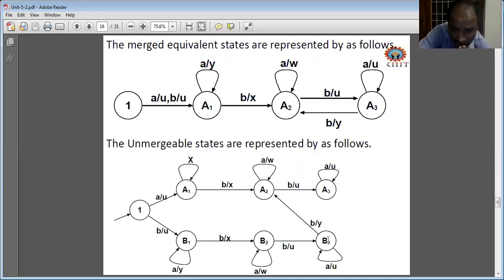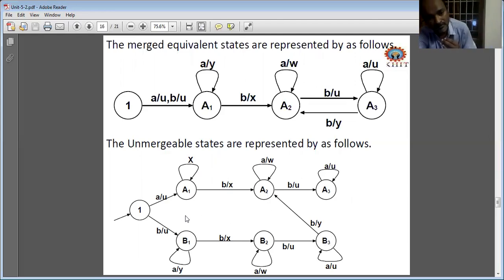Here I'm talking about B3 to A2: input is B and output is Y. Remaining ones: 1 to A1, 1 to A2, inputs are A, B and outputs are U. From A1 to A1, X. From A1 to A2, output is X. From B1 to B2, output is X. From A2 to A2, output is W. From B2 to B2, output is W. From A2 to A3, output is U. From A3 to A3, output is U. From B2 to B3, output is U. B3 to B3, output is U. Then B3 to A2, output is Y.